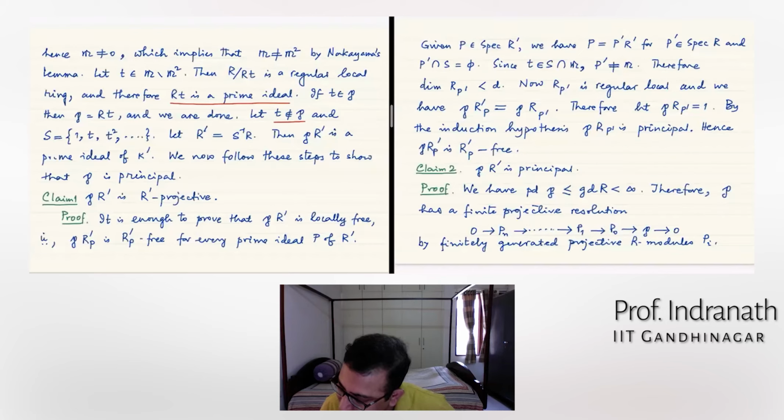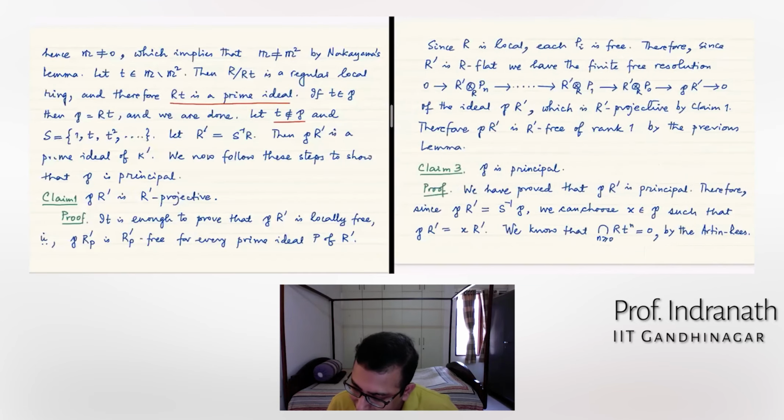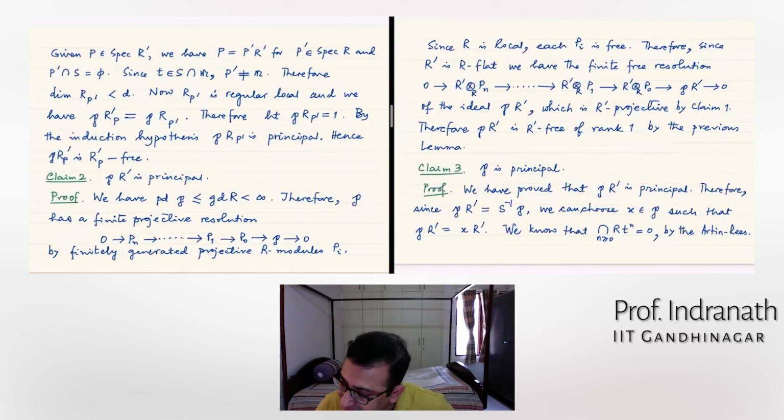Now, the projective dimension is less than or equal to the global dimension, but it's a regular local ring, so it's finite. Therefore, P has a finite projective resolution by finitely generated projective R modules. Since R is local, each P_i is free. Since R dash is R flat, R dash was just the localization with respect to S, we have the finite free resolution here of the ideal PR dash, which is R dash projective, right? And therefore it should be free of rank 1 by that lemma. So you just showed the existence of a finite free resolution.